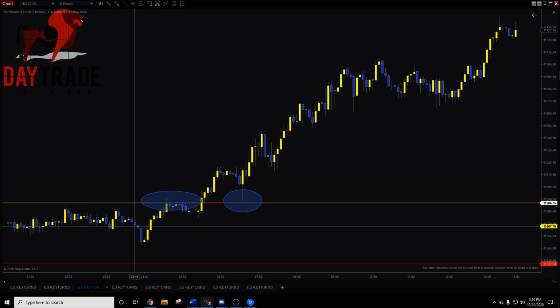And then here is the NQ. There was this test here. It broke, came right back and tested on the open, and then off to the races the rest of the day. This thing ran from 11,586 all the way up to 739. Pretty ridiculous move up there.